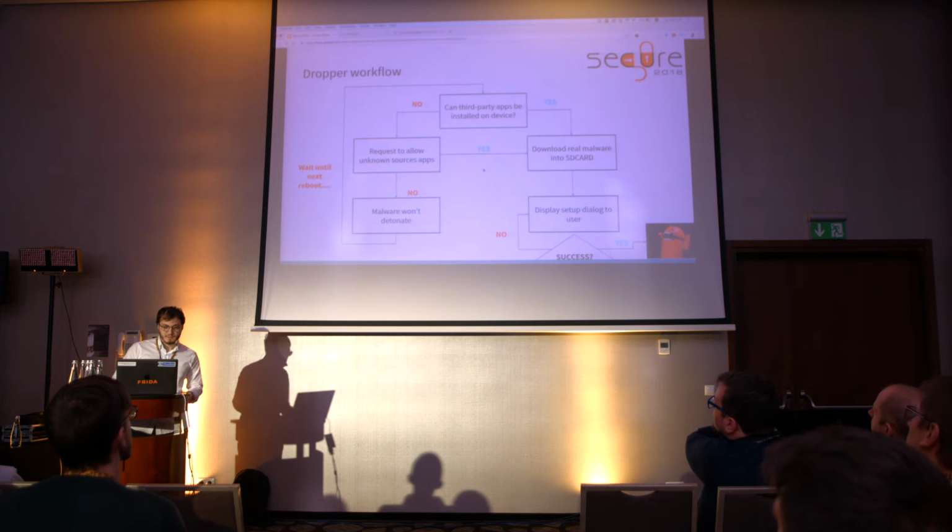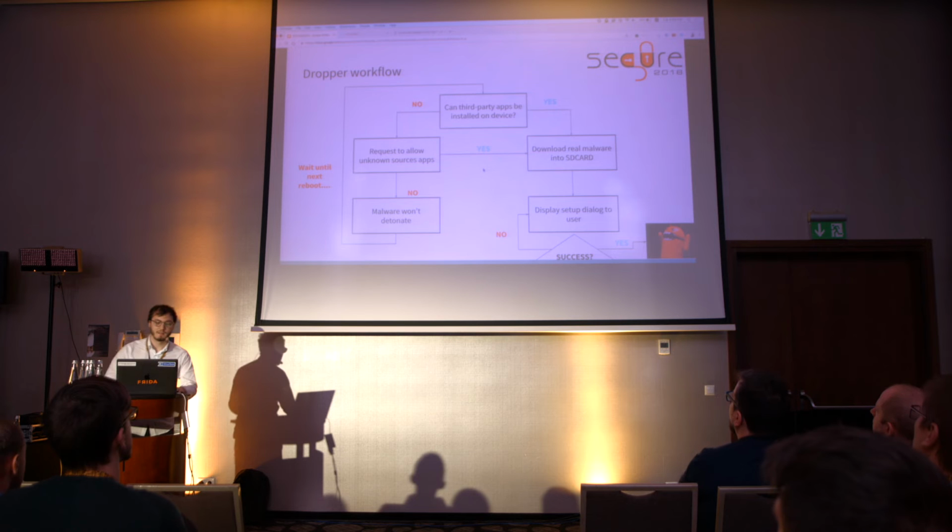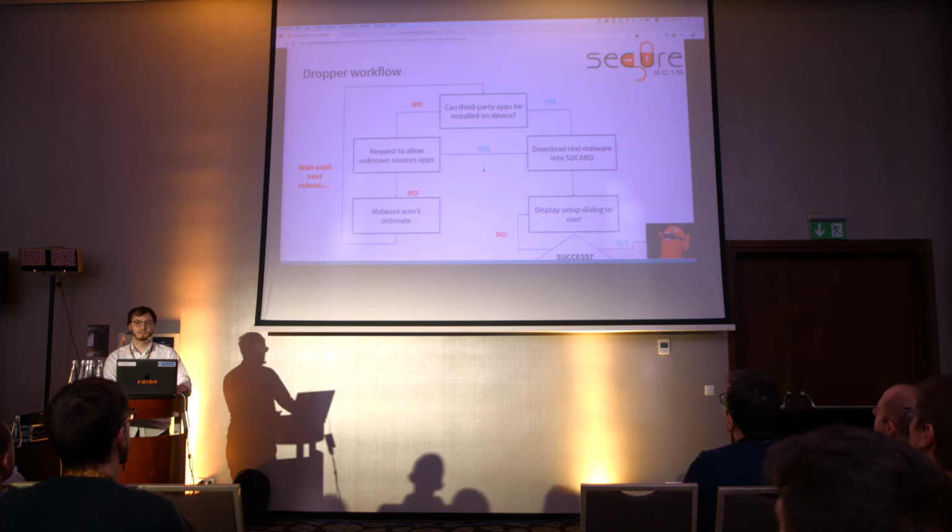And also, the dropper workflow is one of the interesting parts in here, because this mechanism allowed them to bypass the Google Bouncer more than once. What they did is that they submitted the application to the Google Play Store, and it was not the actual Trojan, but rather a fake application, such as a news aggregator or a fake videos application. And it didn't work straightforwardly.